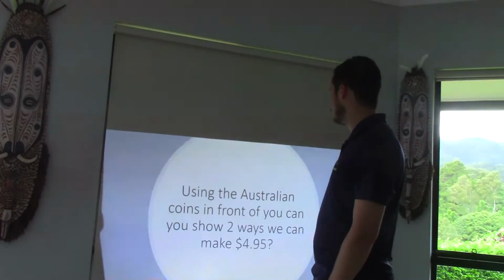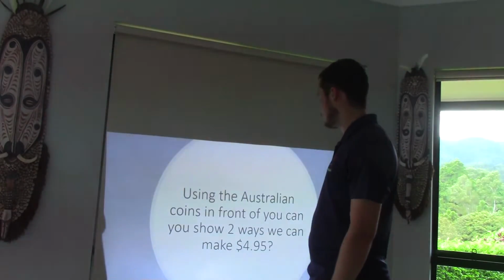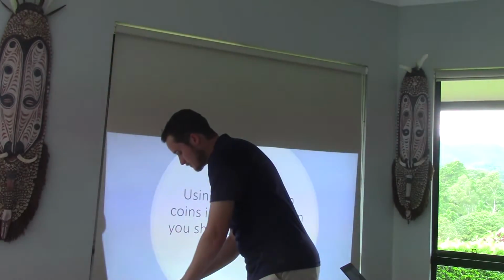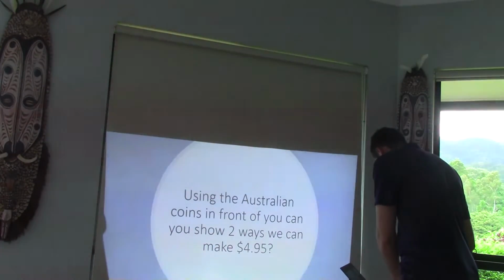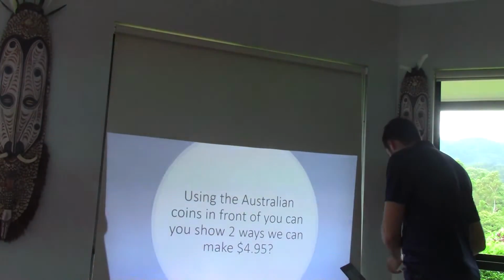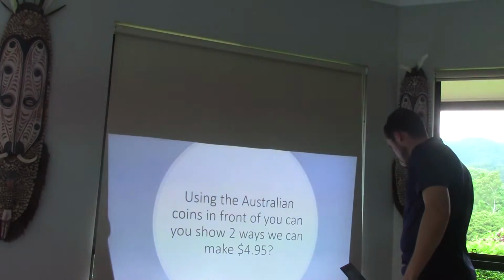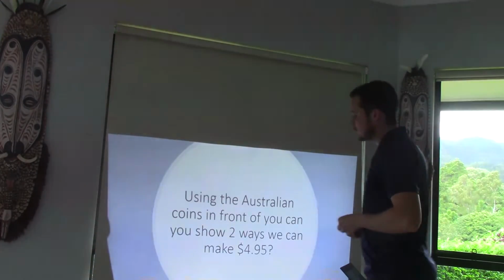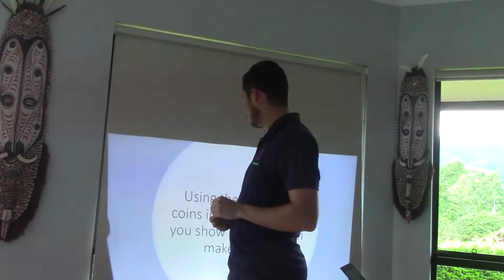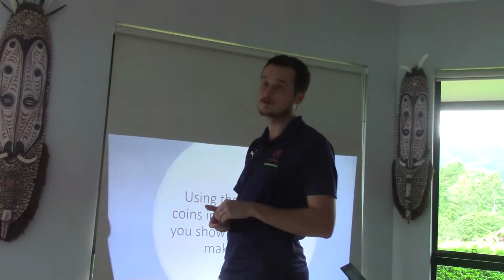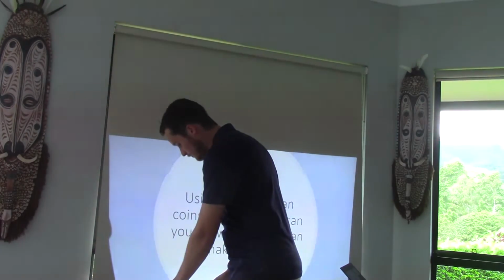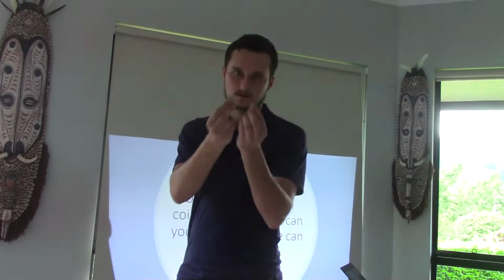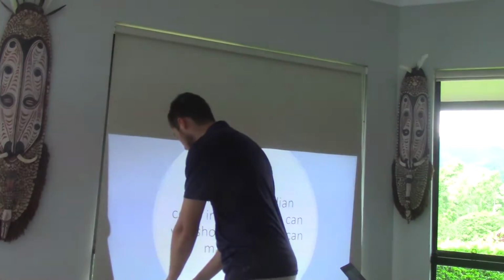Using the Australian coins in front of you, can you show 2 ways we can make $4.95? Now I'll show you the quickest way, or the most efficient way, using the least amount of coins, and then I'll let you go off and do one on your own. $4.95. Well, I'll start with $4. I'll start with the dollars first. We've got $2, $4, and I've done that by using 2 $2 coins.